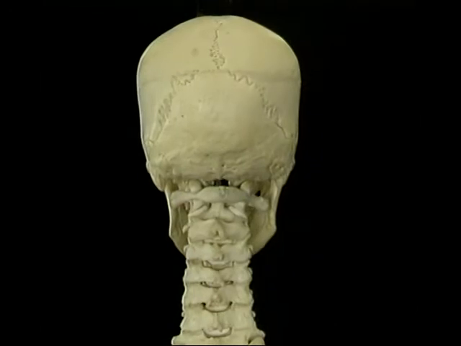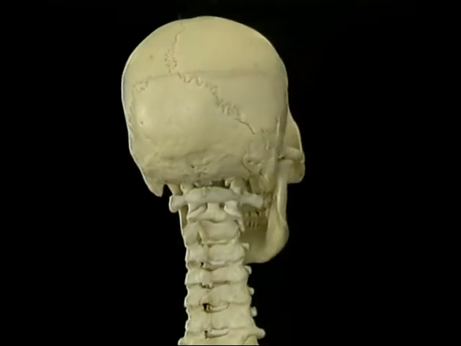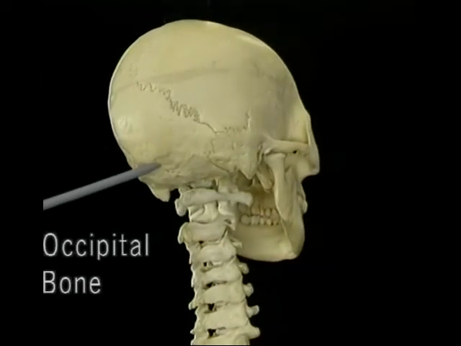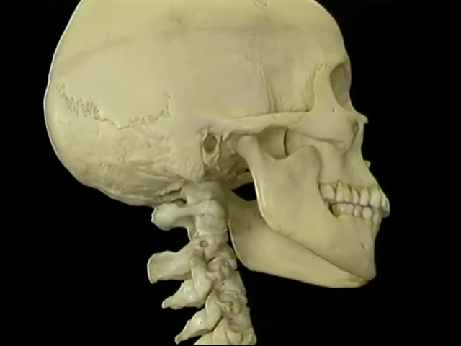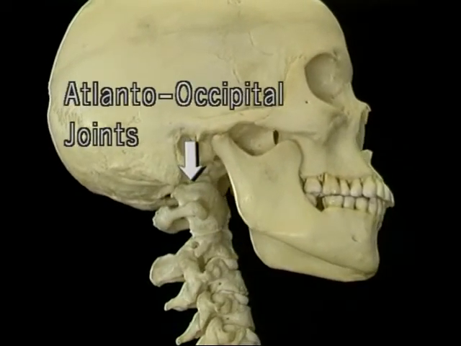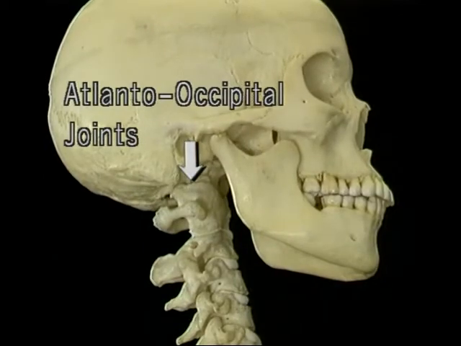In that tape, we'll also look at the way the atlas vertebra articulates with the bone that forms the underside of the skull, the occipital bone. The joints between the atlas and the occipital bone are called the atlanto-occipital joints. Next, we'll look at the special features of the thoracic vertebrae.